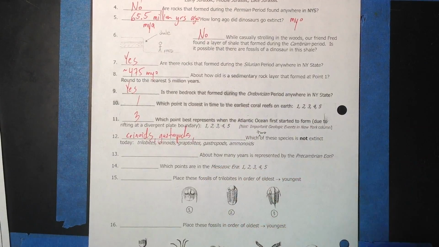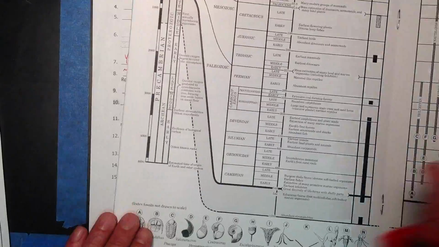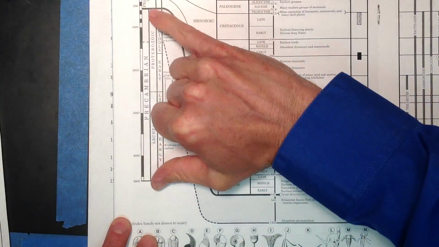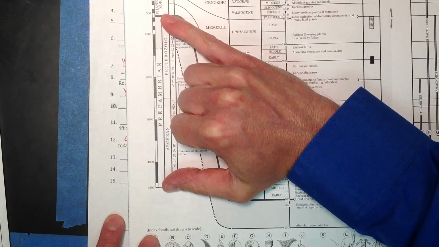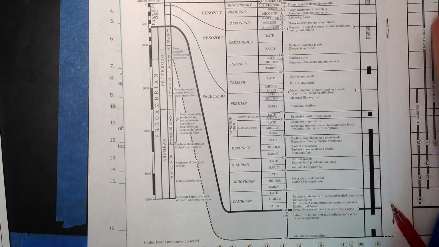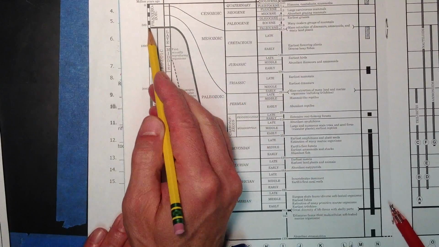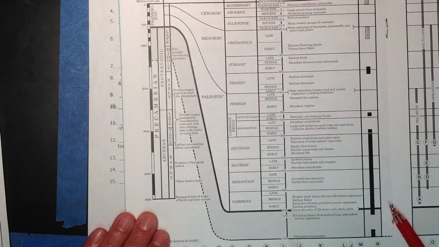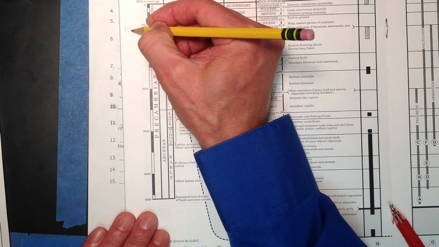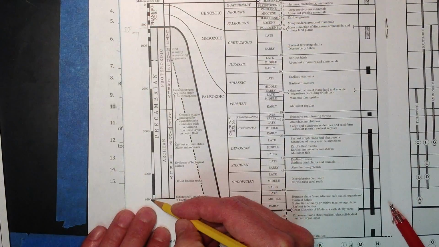Next one, 13, about how many years is represented by the Precambrian eon. Precambrian eon. And all of this is the Precambrian. All of this right here. Can you see that okay? All of this. So if I'm going to call this that's like 550, let's say 550 million years ago, and this is 4.6 million.